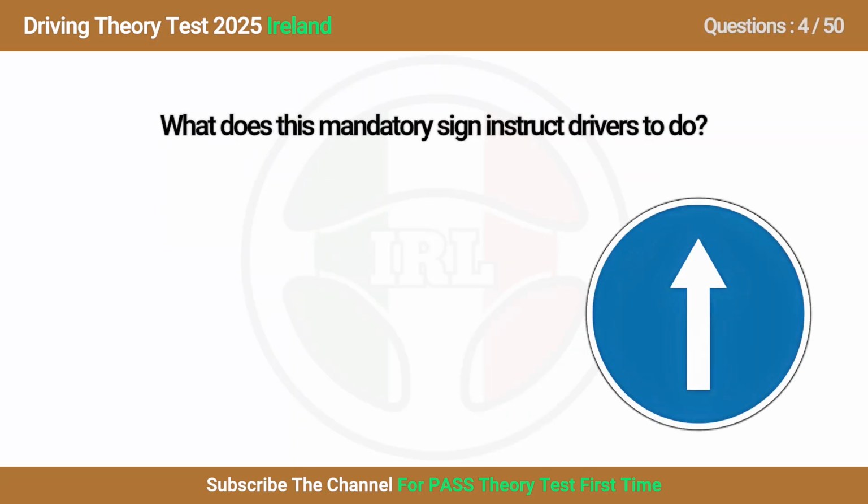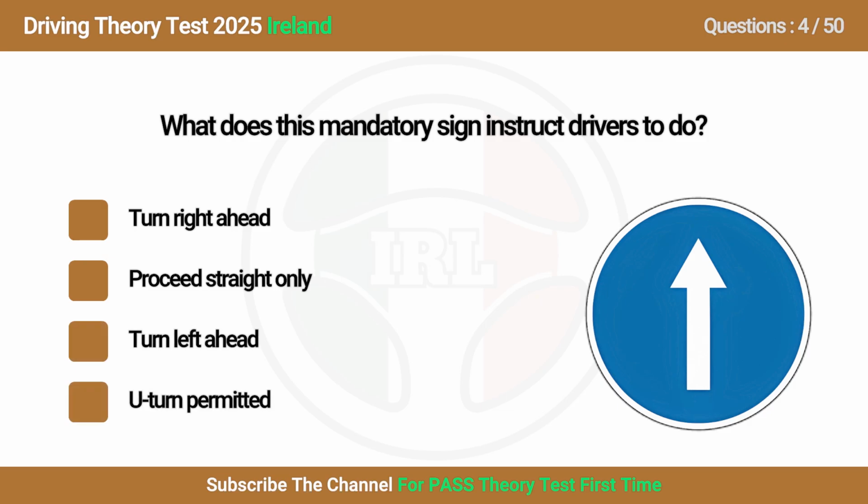Question 4. What does this mandatory sign instruct drivers to do? A. Turn right ahead. B. Proceed straight only. C. Turn left ahead. D. U-turn permitted.